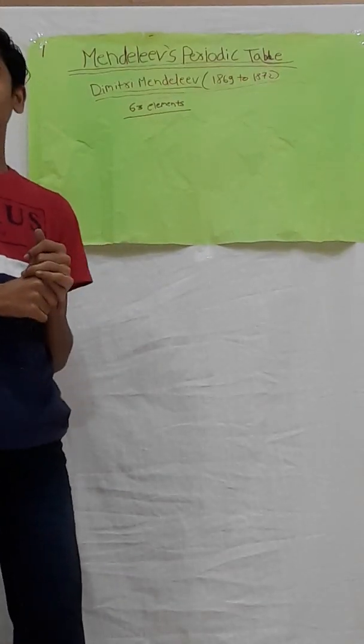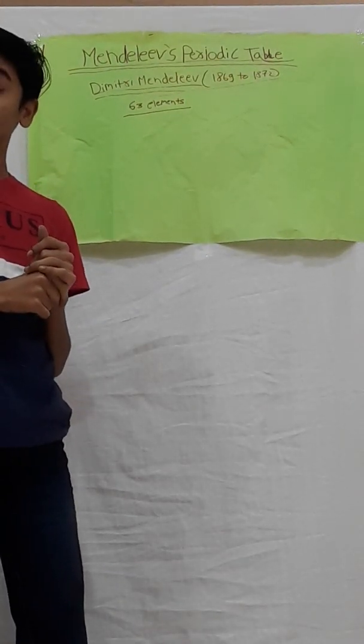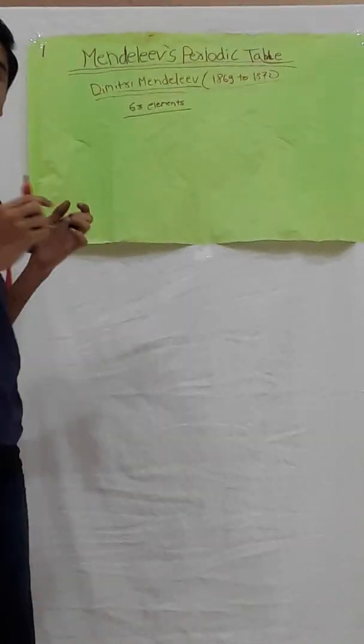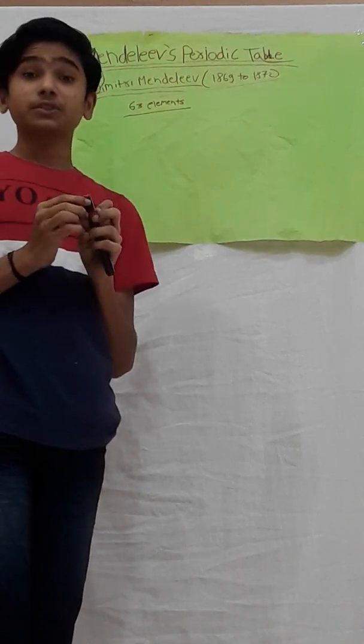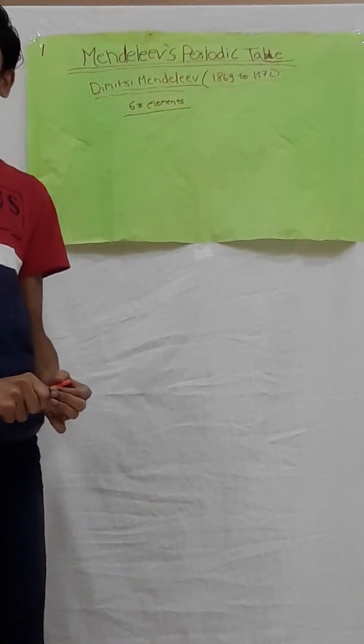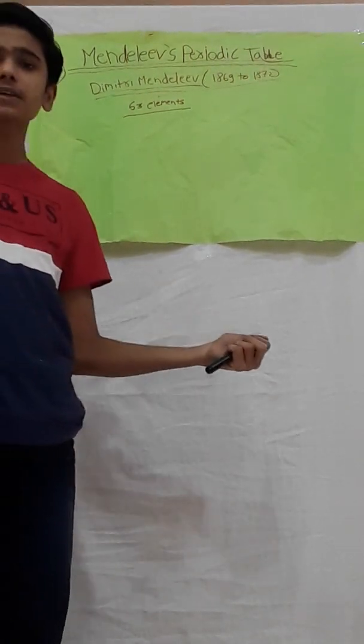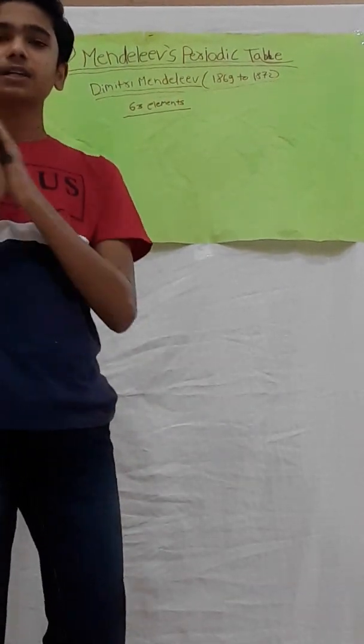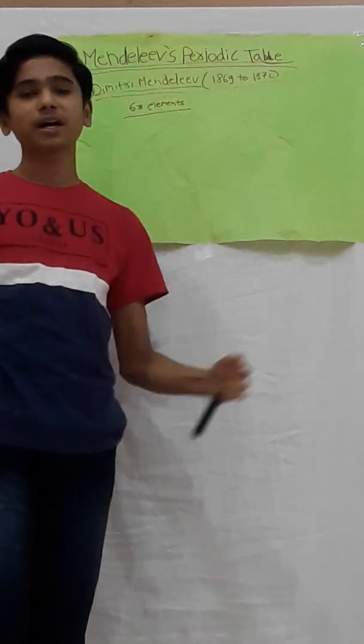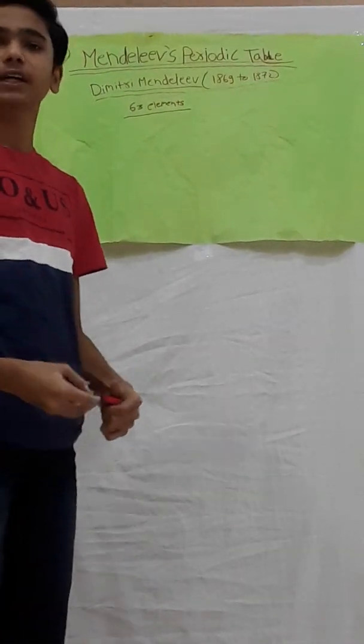So now just to show this. Okay, now we will go to Mendeleev's periodic law. What it says: the properties of the elements are periodic functions of their atomic masses. This is Mendeleev's periodic law.